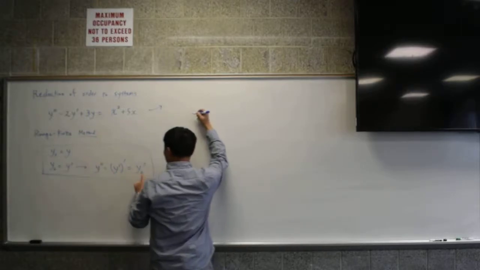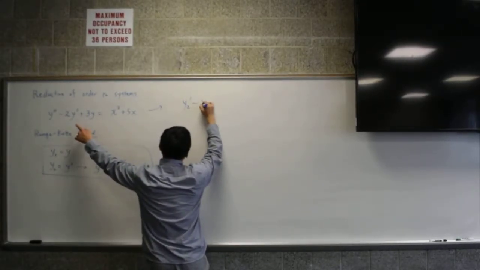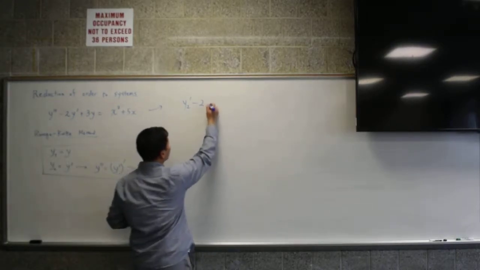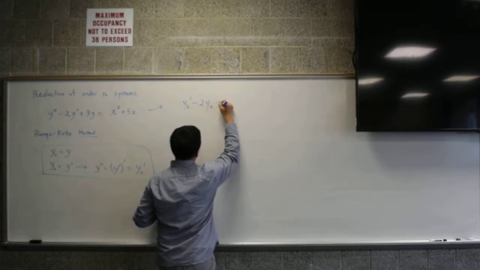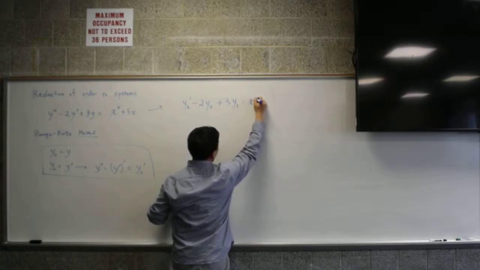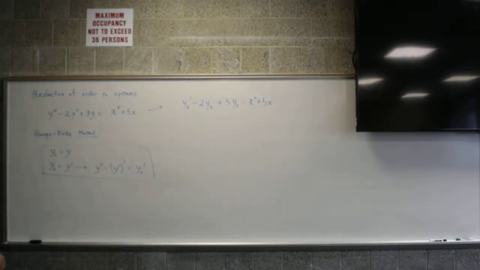So let's see. Y double prime, as I said over here, is y2 prime. And minus 2 y prime is named y2. Plus 3, y is called y1. x squared plus 5x as before. And now you see only one derivative, right? At the cost of having two functions rather than one.